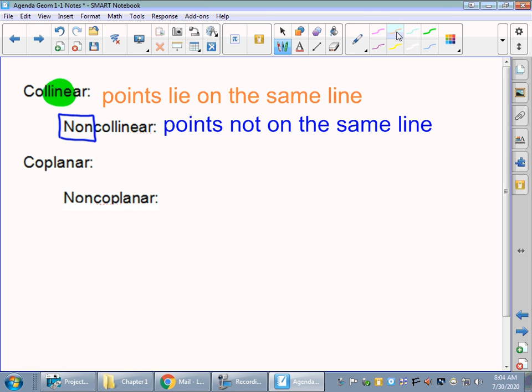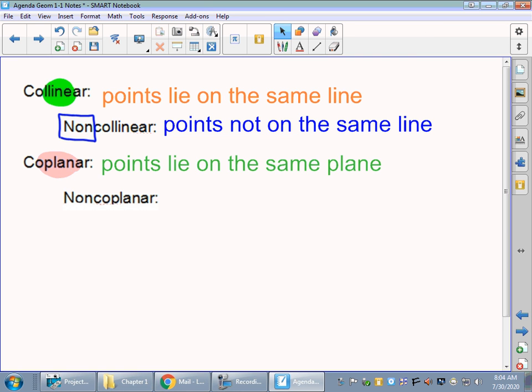Coplanar, same idea here. Plane is the root word of that. So these are points that lie on the same plane. We could actually say points or lines that lie on the same plane. So I might say, are lines L and M coplanar? And then non-coplanar is just the opposite of coplanar, points that are not on the same plane.